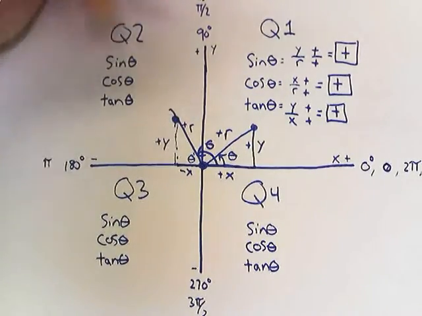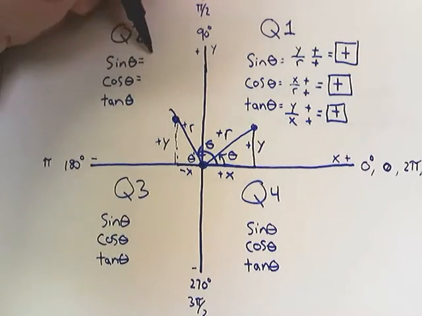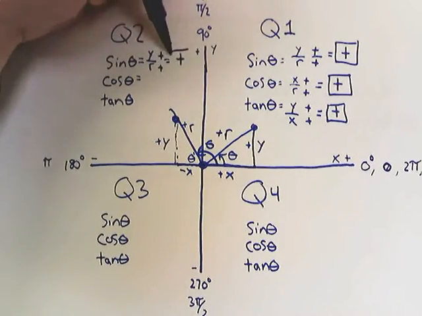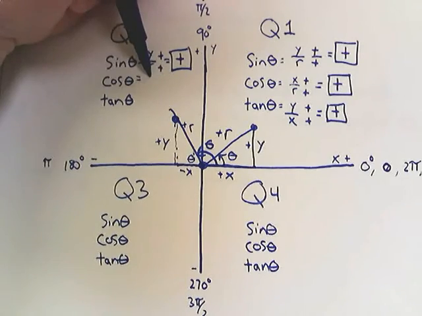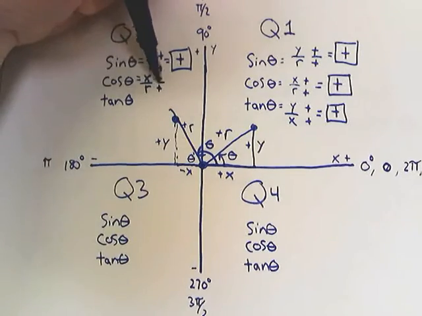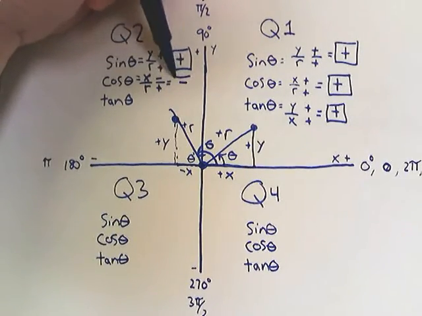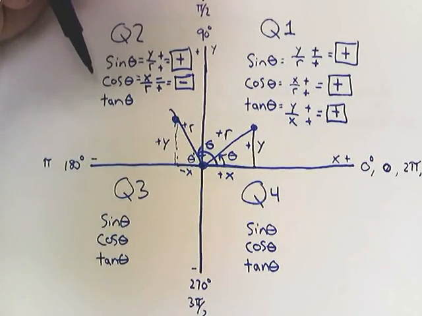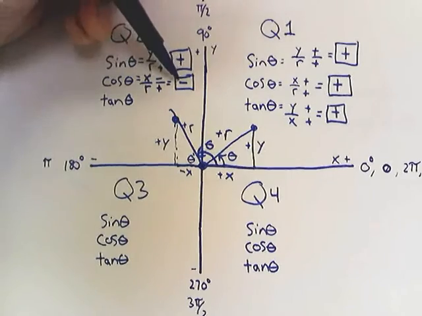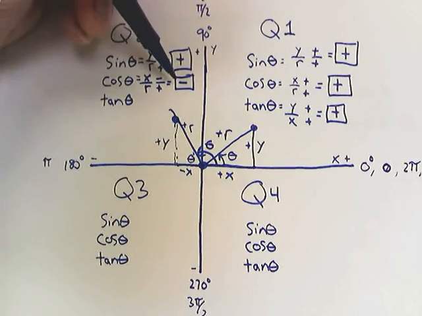So if I consider all of my ratios, y over r, that's going to be a positive divided by a positive. So I guarantee that the sine of 120 degrees, which is a quadrant 2 angle, is positive. Cosine is x divided by r, a negative divided by a positive, so that's going to be negative. So in this particular quadrant, I guarantee that the cosine of a 120 degree angle or 150 degrees will produce a negative result. Whatever that result is, it'll be a negative value.